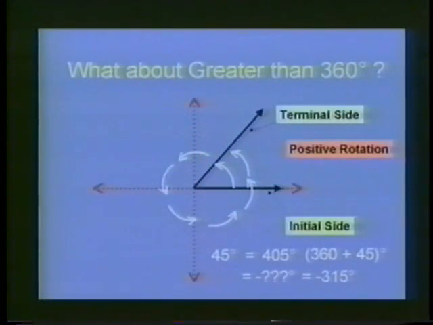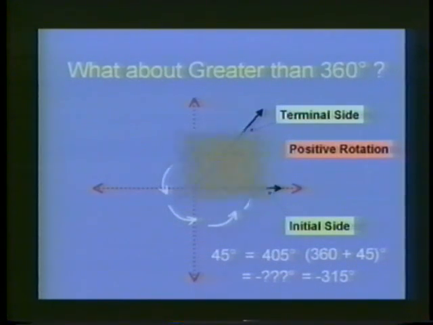We could do the same thing with a negative of that. What would be the negative coterminal? There's all kinds of coterminal angles. We'd subtract 45 from 360, and I get 315. So we could say that negative 315 is coterminal with 45. You're going to have to do that on your homework.